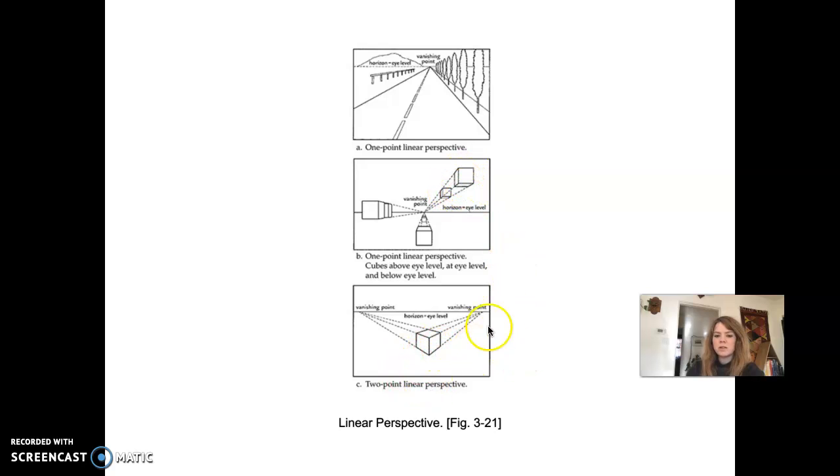2-point linear perspective actually has 2 vanishing points, and I think it's really going to help to watch the video that I am putting in the content area of week 1 to understand linear perspective, because it's a little bit more complicated and kind of hard to understand very well. So watching that video is really going to help.